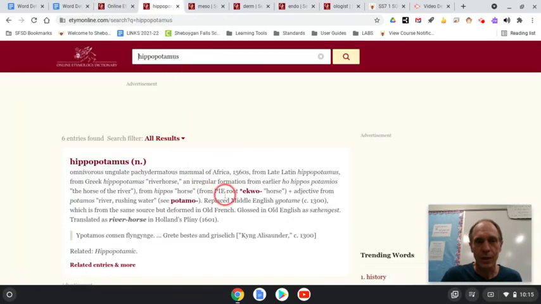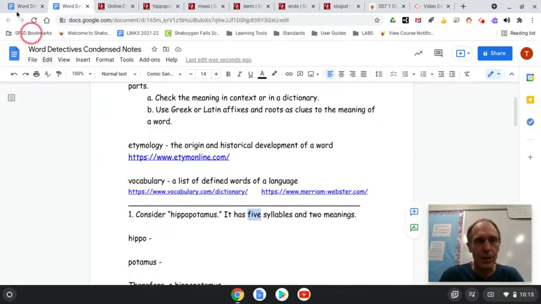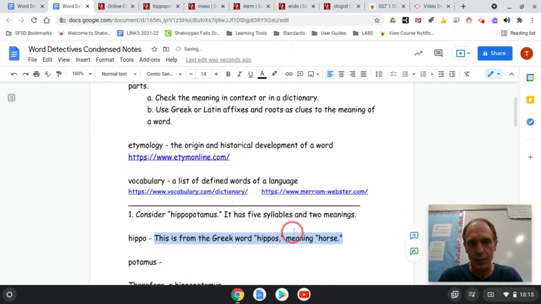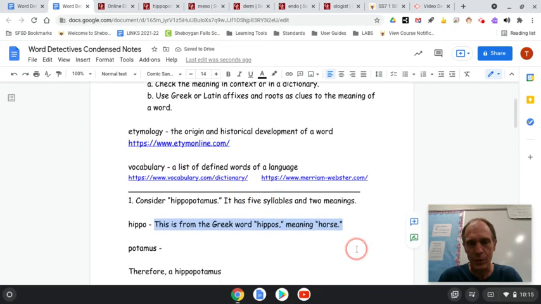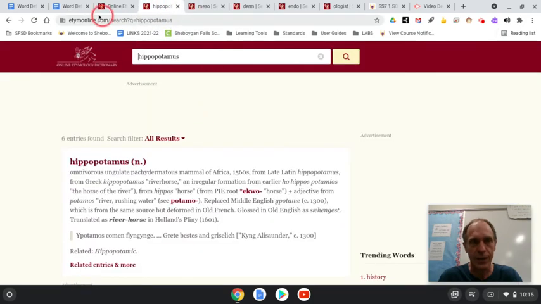So I put in hippopotamus and it does come in here. If you read through this, you could pause. I'm going to go back to the notes, and from what I've taken here, put down the meaning for hippo. And this is from the Greek word hippos, meaning horse. And if you were to read that over right here, you would find that within there.